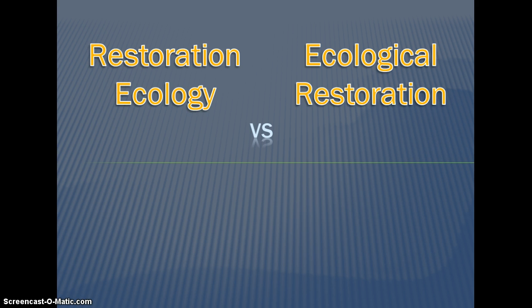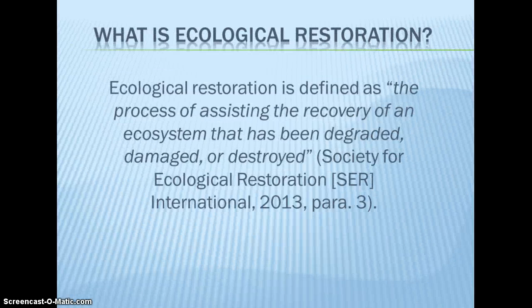In some cases, the same terms mean different things to different groups, so it is important to always define your intended meaning of easily confused terms, for example, restoration, rehabilitation, remediation, etc. The Society for Ecological Restoration, SER, International, 2013, defined ecological restoration as, quote, the process of assisting the recovery of an ecosystem that has been degraded, damaged, or destroyed.